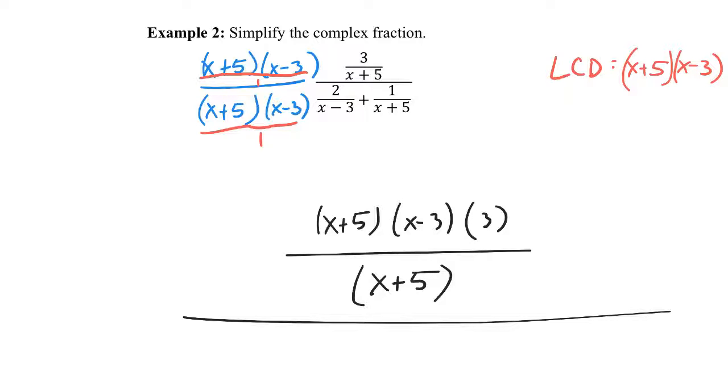So what do I do with these guys? These cancel. And that's always going to work out. That's why method 2 is nice. You don't have to worry about a separate denominator again. Cancel those.